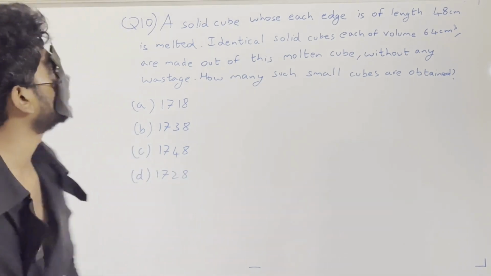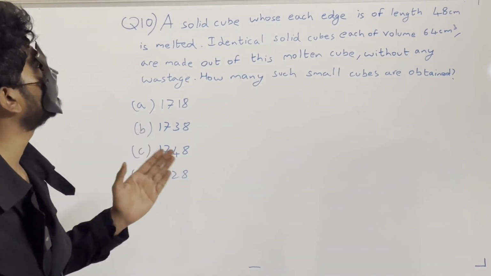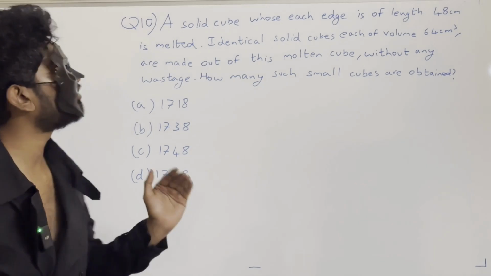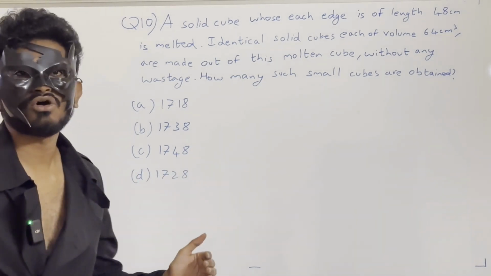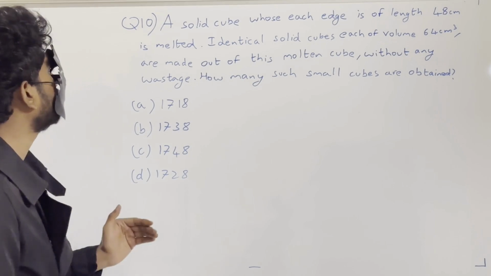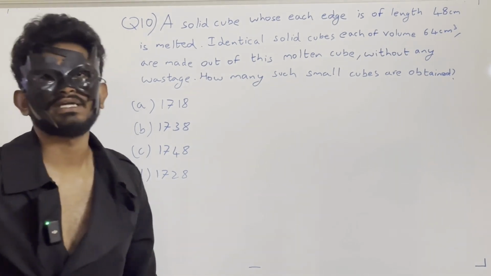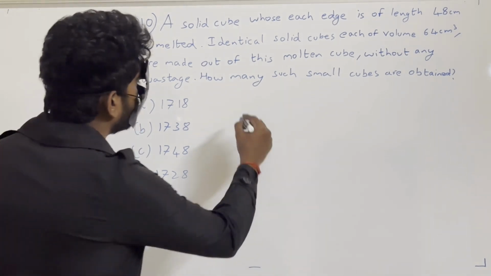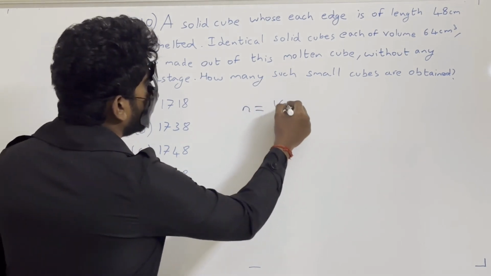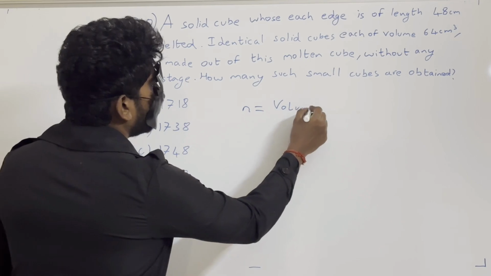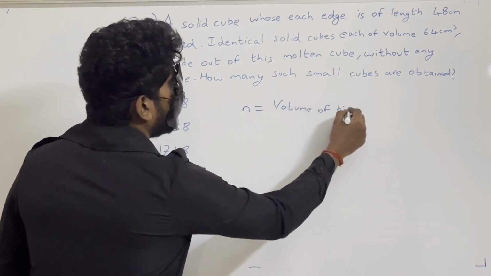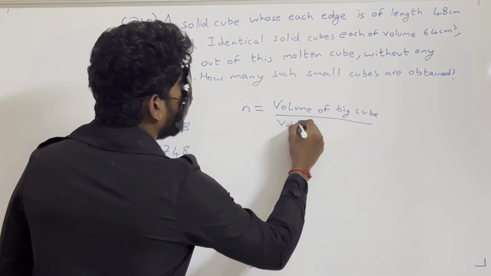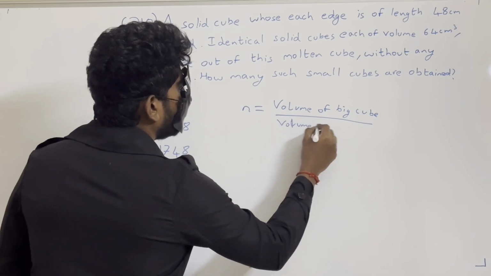So superhumans, next question is a solid cube whose each edge is of length 48 centimeters is melted. Identical solid cubes, each of volume 64 centimeter cube, are made out of this molten cube without any wastage. How many such small cubes are obtained? So in this question, the formula is number of small cubes is nothing but volume of big cube by volume of small cube.